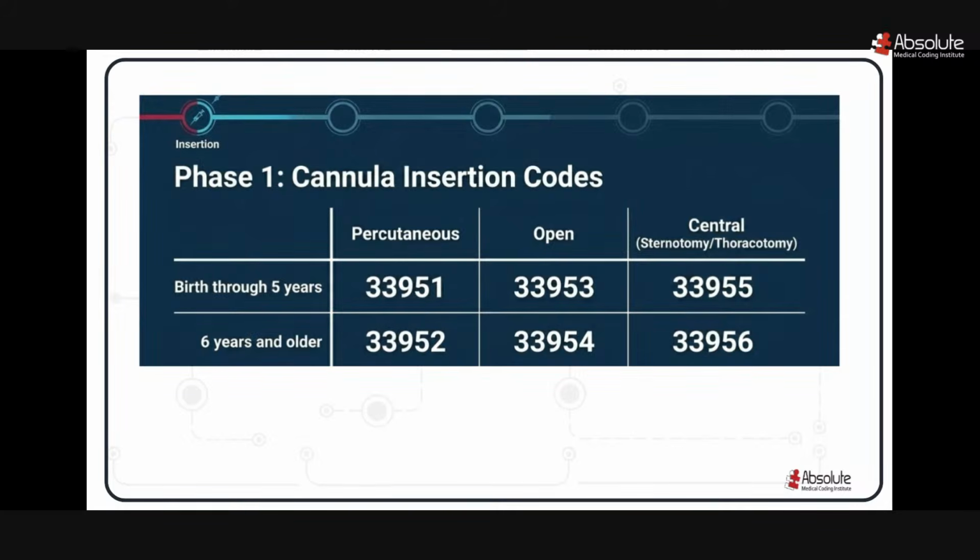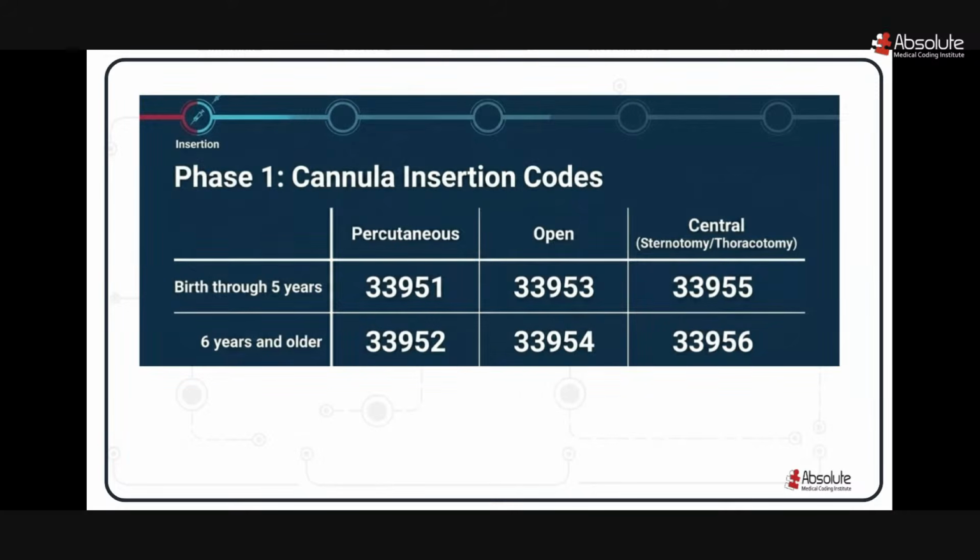And next we have the open approach. Here in the open approach, the surgeon will perform a surgical exposure of the vessel before inserting the cannula. Similarly, these are also classified into two based on the age. You have CPT code 33953 and CPT code 33954.